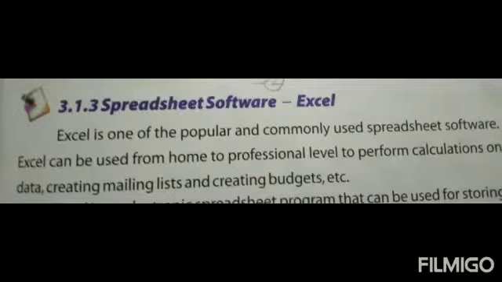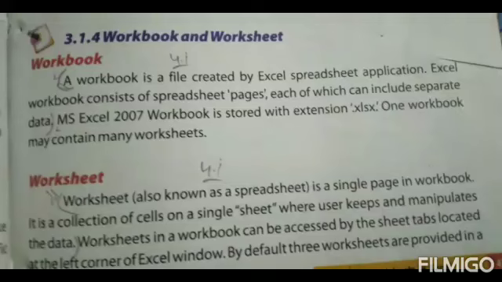Workbook and worksheet. What is the difference between a workbook and a worksheet? A workbook is a file created by the Excel spreadsheet application. An Excel workbook consists of spreadsheet pages, each of which can include separate data. An MS Excel 2007 workbook is stored with the extension XLSX. One workbook may contain many worksheets.